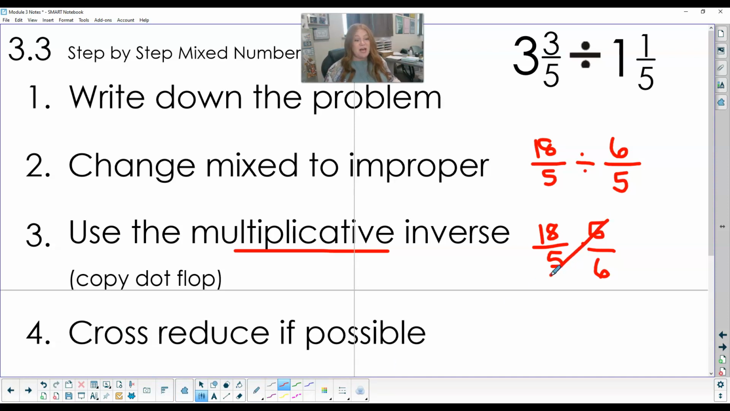I notice these 5s have a common factor of 5. 5 divided by 5 is 1. 5 divided by 5 is 1. Always have to use a numerator and a denominator. Then I can see that 6 and 18 have a common factor of 6. 6 goes into 6 one time, and 6 goes into 18 3 times.